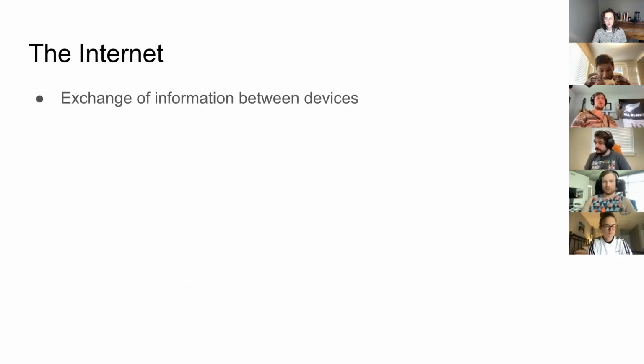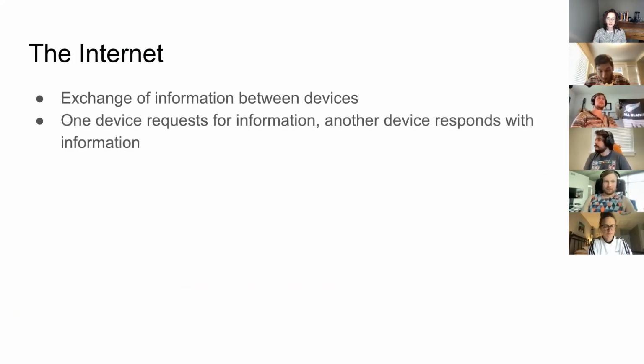So this is an exchange of information between devices, and it usually happens so that one device requests information and another device responds with information. When we talk about HTTP, we're looking at a one-to-one relationship, unless something goes wrong, with a request and then a response, something coming back and responding to the request that was initially sent.